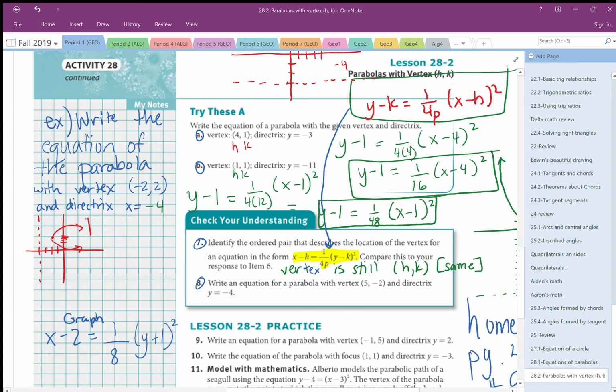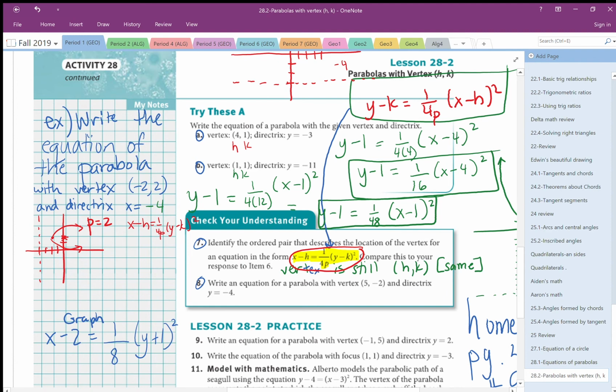Okay, so here my p-value is 2 because the focus is 2 units to the right in the positive direction. Remember, if it had been to the left, it would be negative. Now I use the alternate formula, this one that's highlighted, x minus h equals 1 over 4p y minus k squared.